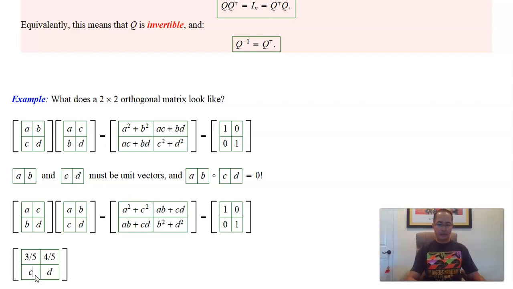So what's one way to do that? Well, how about I put 4/5 here, so that gives us 12 over 25. So to get a minus 12, I need minus 3/5 here. So do the columns work out? 3/5, 4/5, that's also a unit vector. 4/5, minus 3/5, that's also a unit vector. Are the columns also perpendicular? 12 minus 12. Ooh, looks like it's going to work.